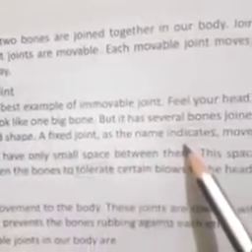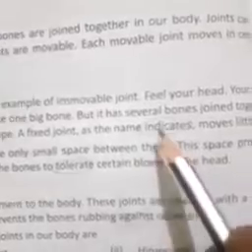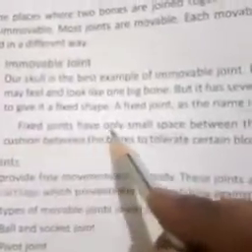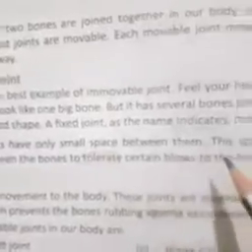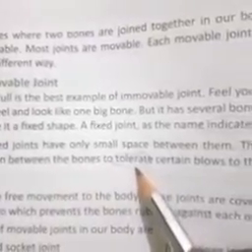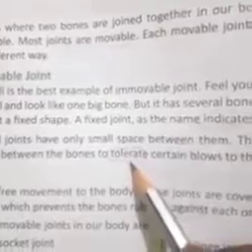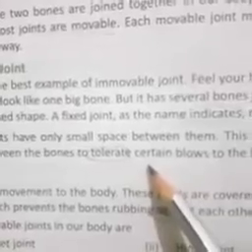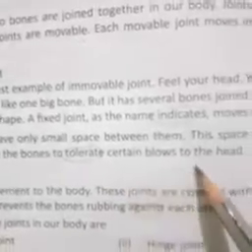A fixed joint moves little. Fixed joints have only a small space between them. This space provides cushion between the bones to tolerate certain blows to the head. Tolerate means allow the existence, occurrence, or practice of something that one dislikes or disagrees with without interference.